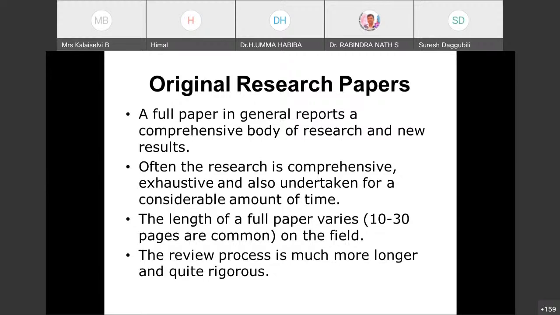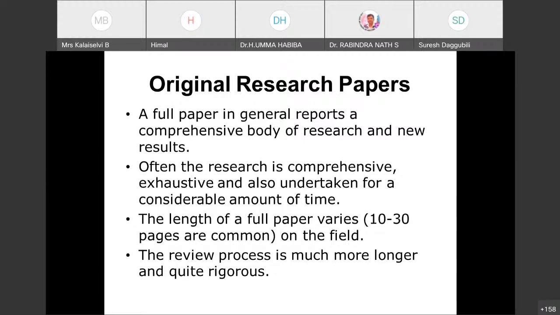It's also called a full paper in general, and it reports a comprehensive body of research. As I mentioned earlier, it normally reports research carried out over, let's say, at least 6 months to 1 year. There's no particular timeline, but you will understand that you need to carry out a comprehensive kind of research to write an original research paper. Often this research is comprehensive, exhaustive, and also undertaken over a considerable amount of time, right?